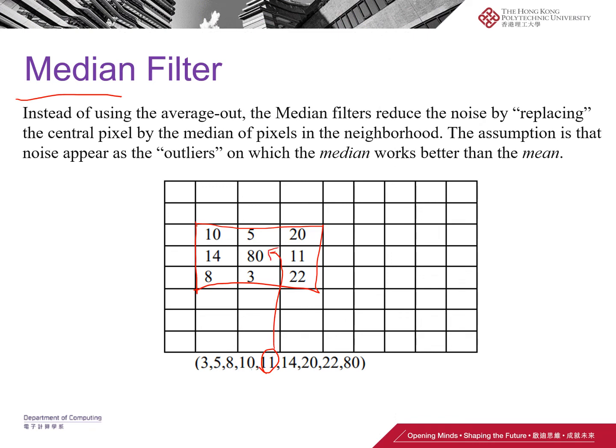This example is quite representative, because you can see the 80 is a value quite different from the other values. The other values are in a certain range, but the 80 is much greater than them. In statistics, we call those outliers. By doing this, the value we pick, the median, comes from the majority part of the distribution, and those outliers will be eliminated. So this is a median filter.